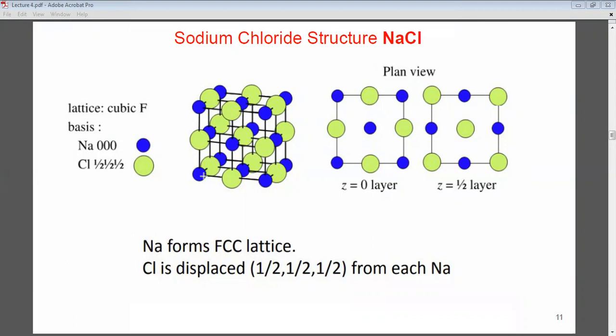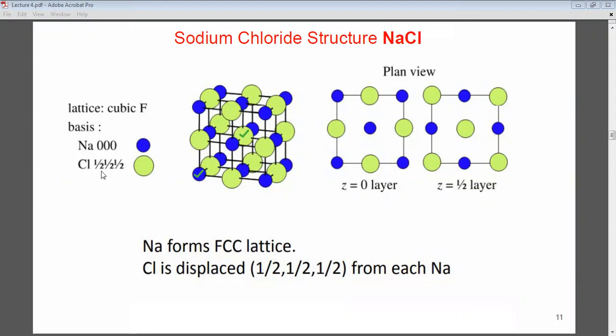Yeah, if you want to look at the basis, this is the basis. This chlorine, it's difficult to see, so there is this sodium with this chlorine. So this is the basis, okay? All we need is the position of one sodium and one chlorine.